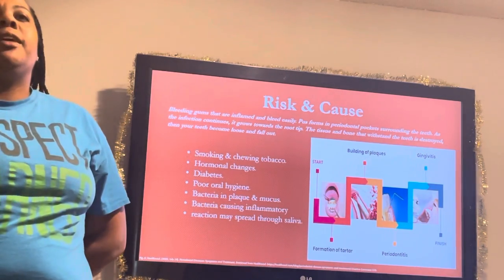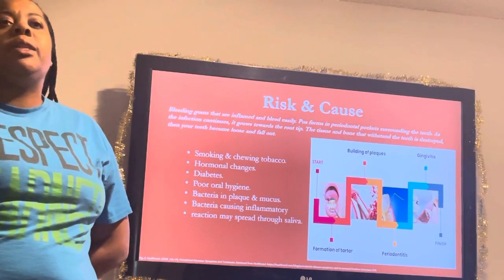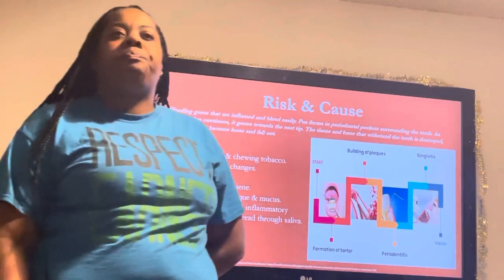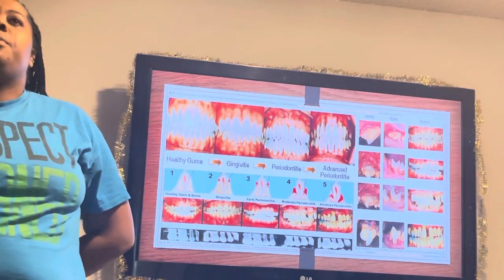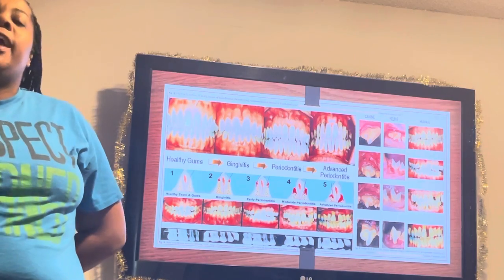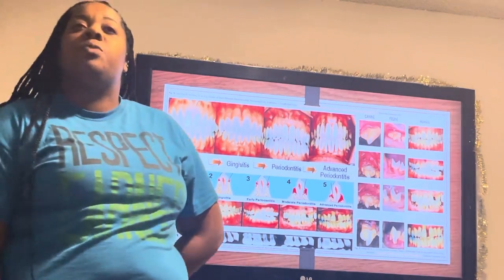It's caused by bacteria and plaque that accumulate around the gum line, in between the teeth as well, and on the gums. Here are a few images regarding the stages of periodontal disease. As you can see, it's not only in humans, it's in pets as well.